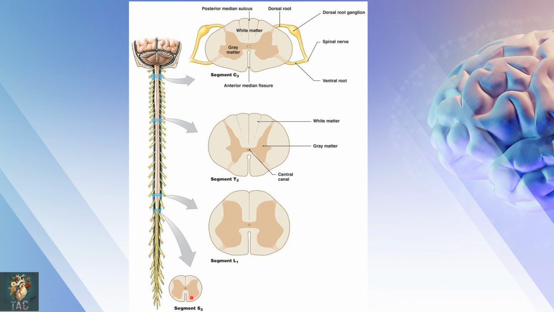This is the segment at the level of S2. It is a smaller segment. Both the white matter as well as the gray matter is reduced in size. So here the shape of the spinal cord is nearly oval. Here it is round to oval. Here it is nearly round. So these are the different changes which are present at different segments of the spinal cord.